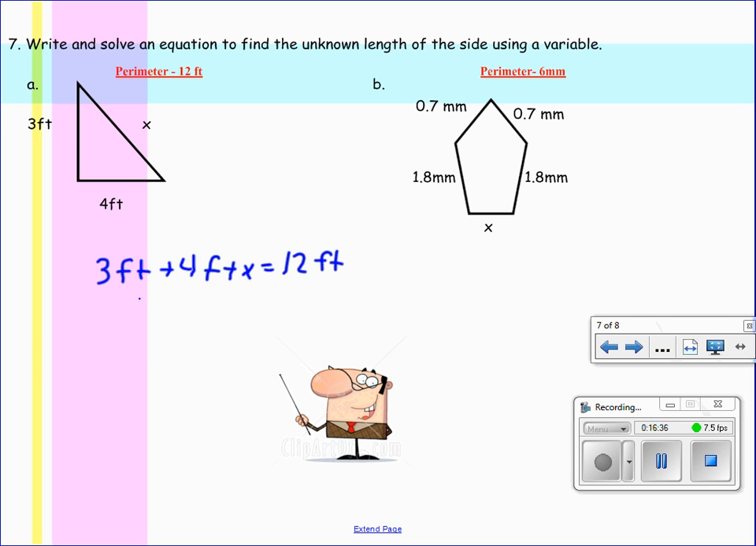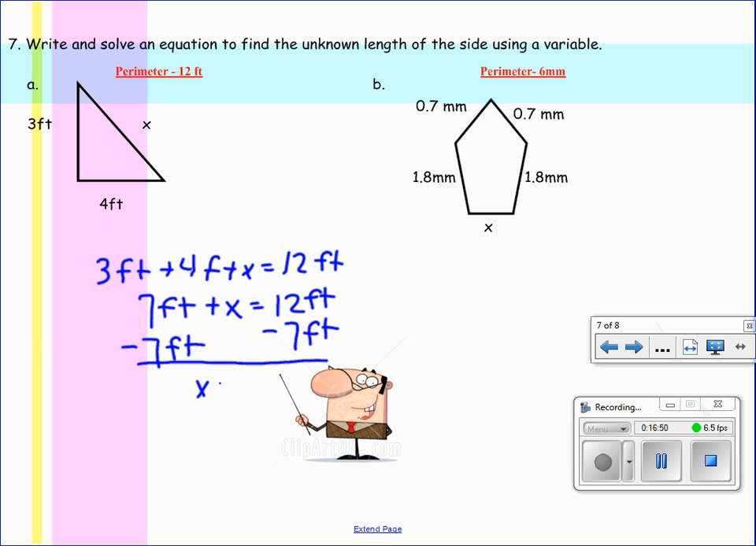3 feet plus 4 feet is 7 feet, plus x equals 12 feet. Inverse operation, I'm going to subtract 7 feet from each side. X is equal to 5 feet. Again, in order to receive full credit, you need to show each and every step.